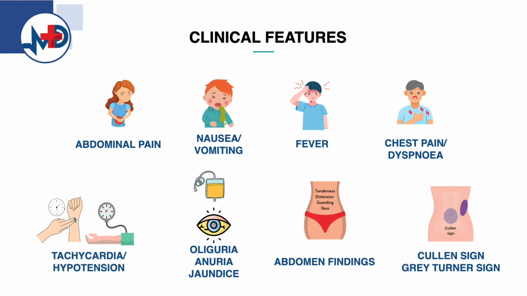Cullen sign is the periumbilical ecchymosis and bluish-red discoloration, whereas the Grey Turner sign is the flank ecchymosis with discoloration, and a Fox sign is ecchymosis over the inguinal ligament.